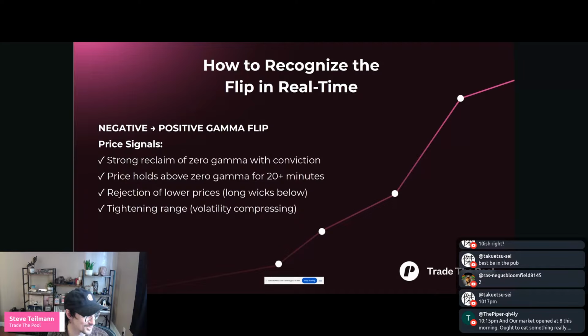All right, Ross with the 2, he got the right answer. I love it. Okay, guys. So getting back into these negative to positive gamma flips. What are we looking for?